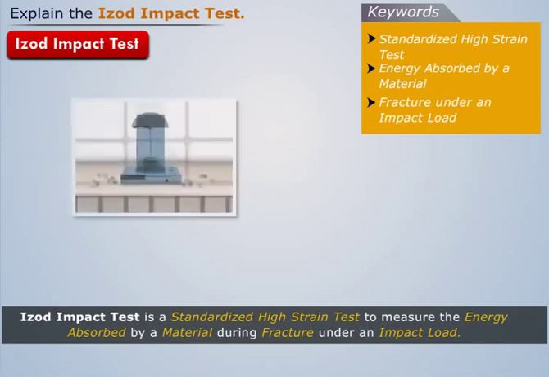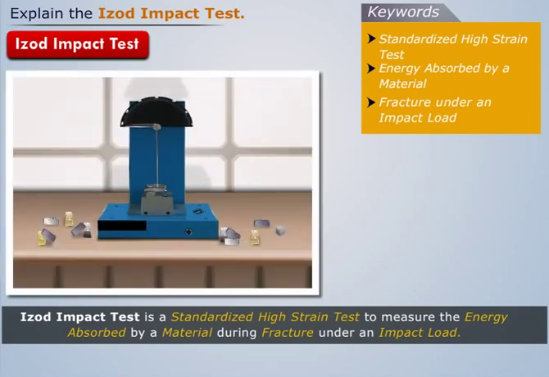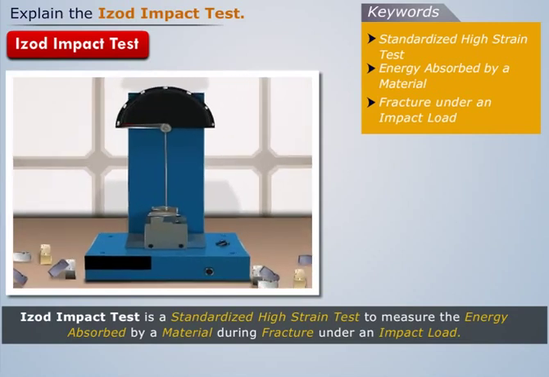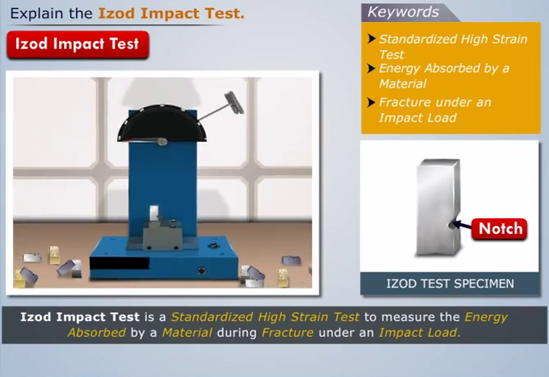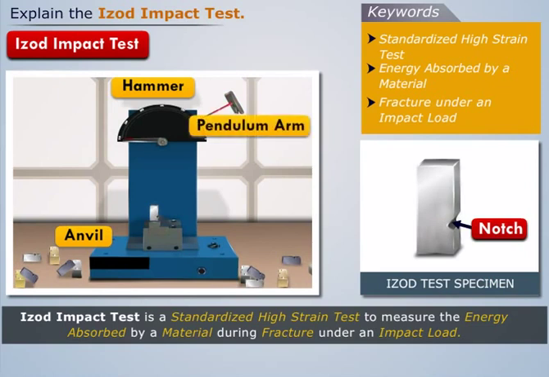Just like in the Charpy impact test, the Izod testing machine also consists of a standard notched specimen of the required material attached to the anvil. It also consists of a hammer on the pendulum arm and a dial indicator.